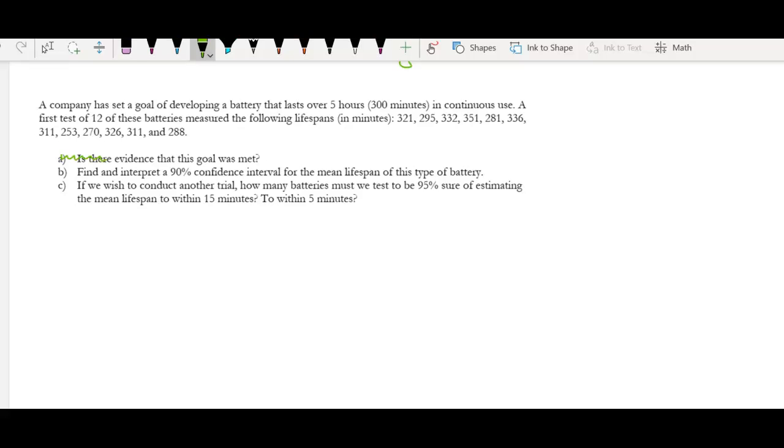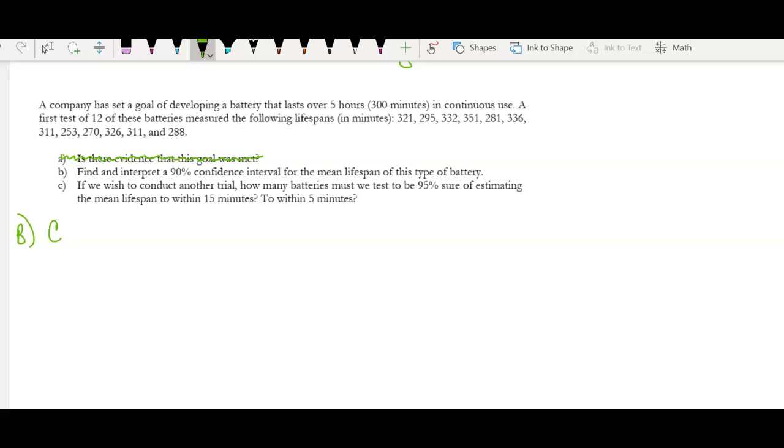We're not going to do part A, because A is another hypothesis test and we don't need to do that process again. What we are going to do is parts B and C. Part B is a confidence interval. And remember, when you do a confidence interval, you still must check conditions. So we're going to say this is B.